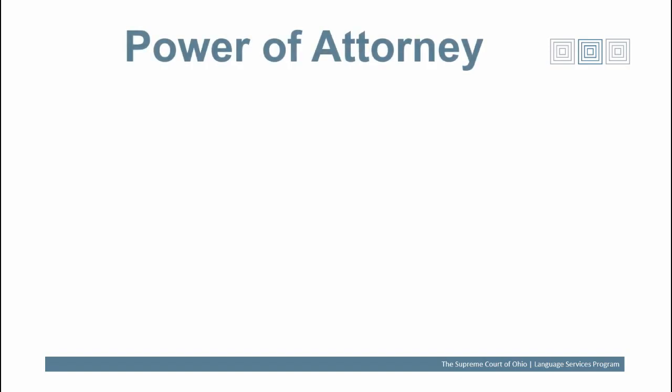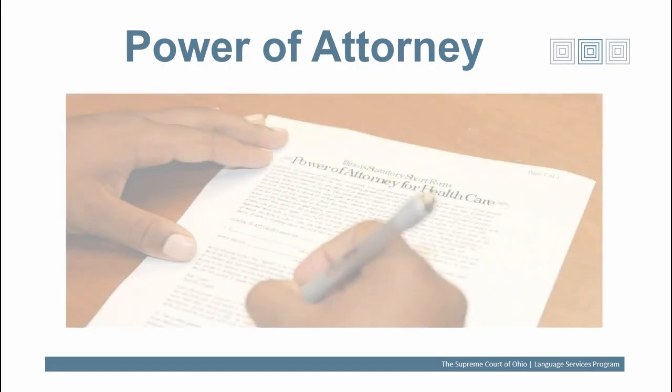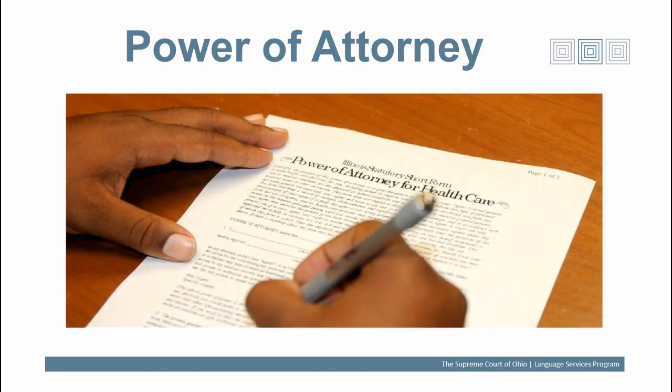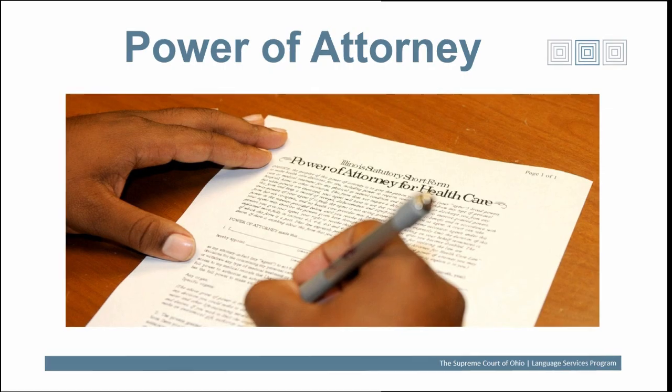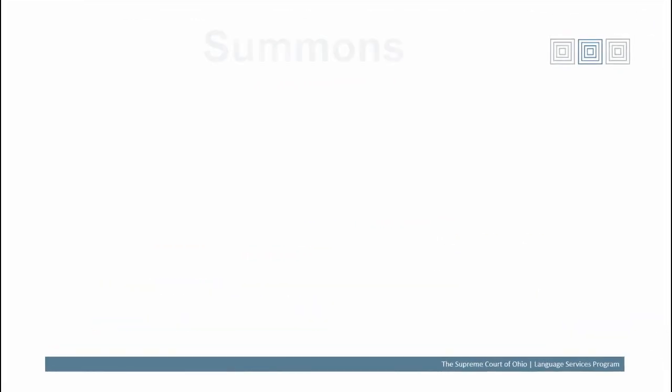Here are some more commonly used legal terms in civil procedures that interpreters will hear. A power of attorney is the formal authorization of a person to act in the interest of another person. A summons is a notice to a defendant that he or she has been sued or charged with a crime and is required to appear in court.